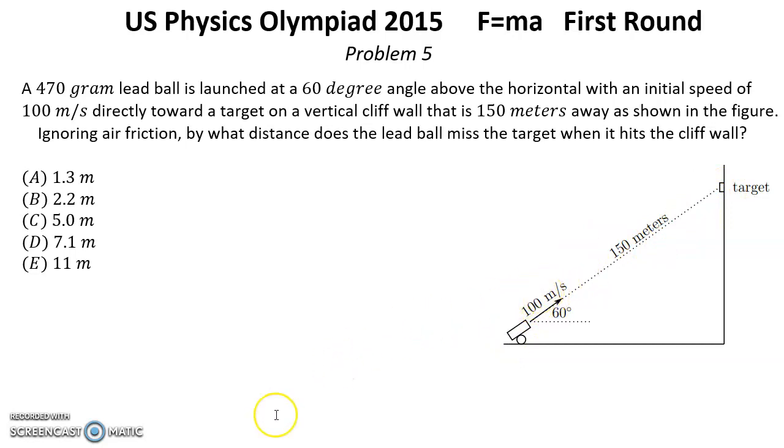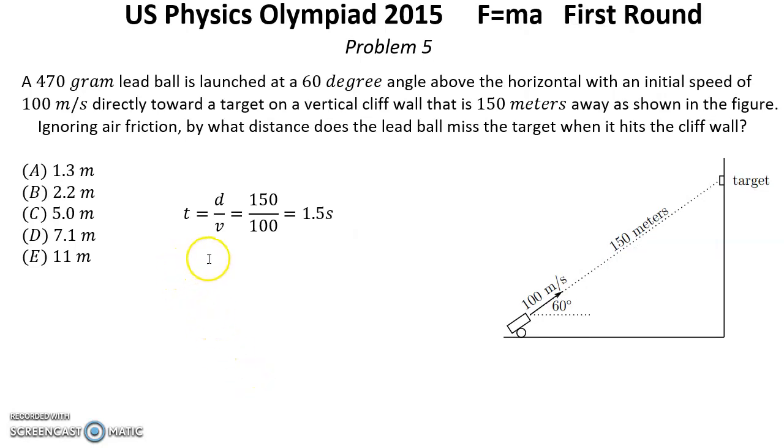of 100 meters per second, and we can count at what time it will reach this target. That will be distance over speed, which is 1.5 seconds. But the target actually is not moving, so we have to find what distance our frame of reference will travel with a movable target. That will be 1/2 gt squared. This is the distance by which the ball misses the target. That's about 11 meters, which is answer E.